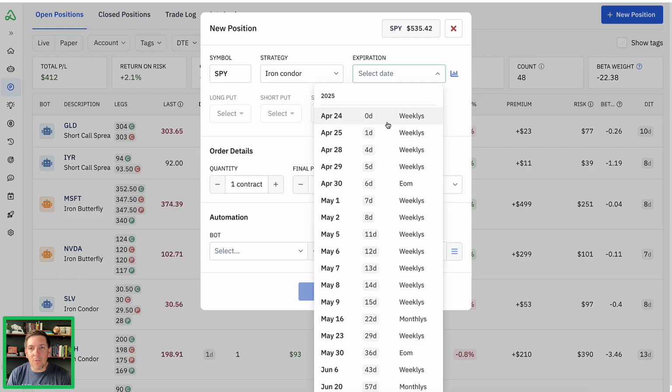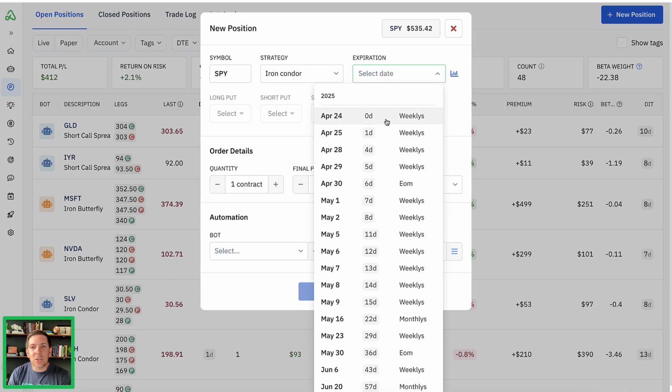Now, if we go out to a further expiration, that means the iron condor might have more premium, but it also means that it might not decay at a really fast rate, which means that the P&L is going to stay generally very slow moving until you get closer to expiration.